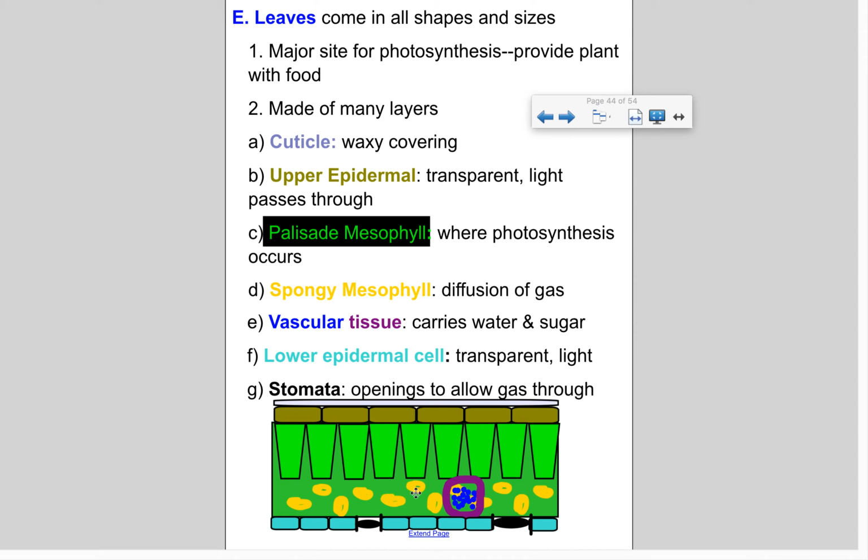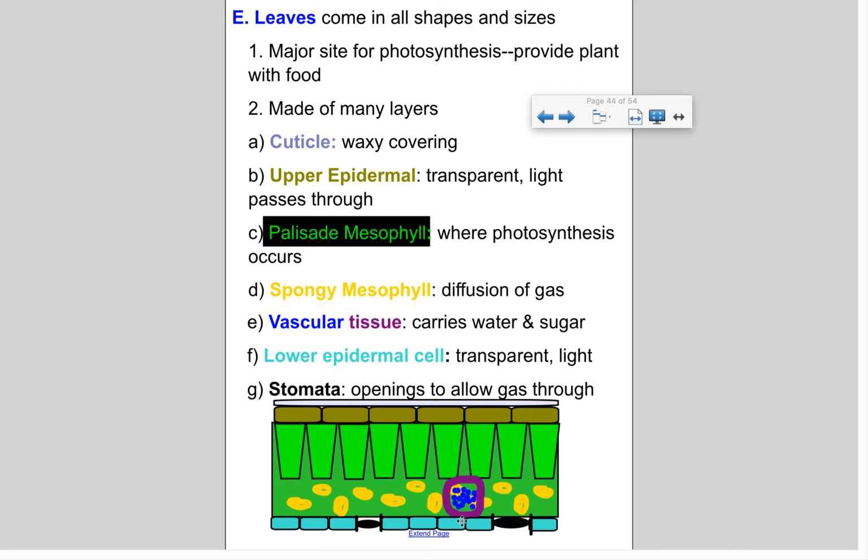And you can see that it's right next to these palisade mesophyll cells. It's just beautiful anatomy. They're right next to each other. All right, I need some CO2 to make some sugar, and the spongy mesophyll gives them CO2 to make the sugars, and then the palisade makes the sugar and then gives off oxygen as a waste product.